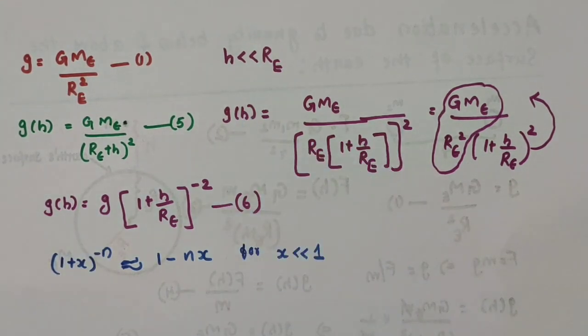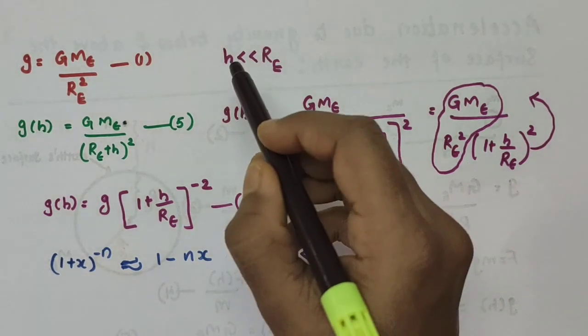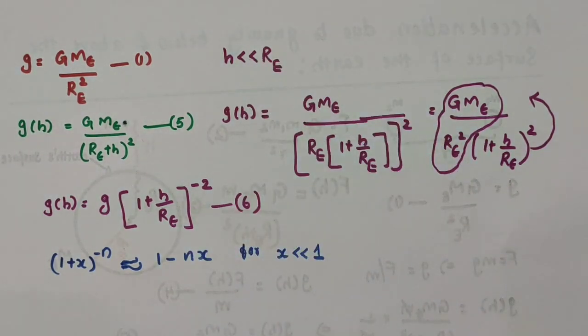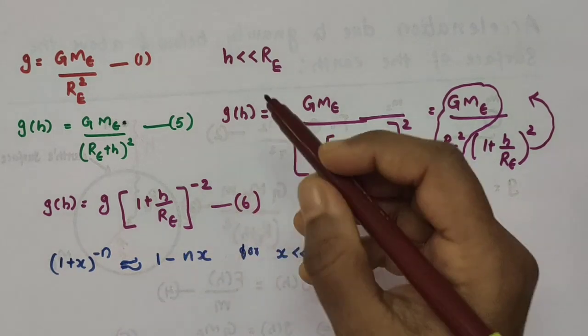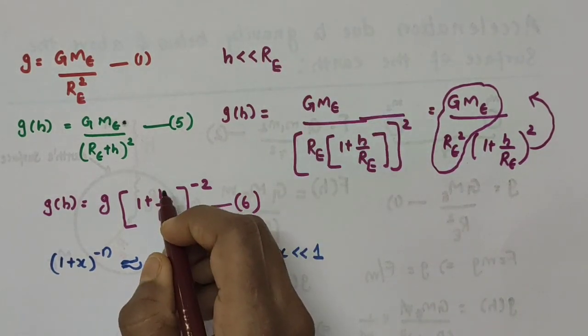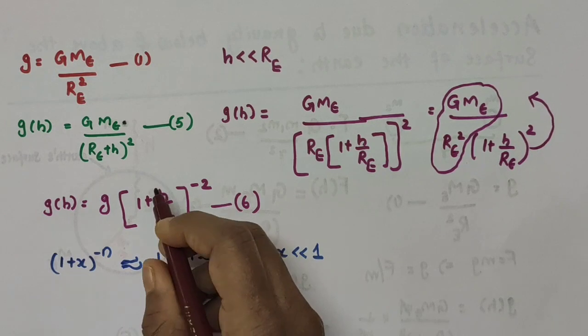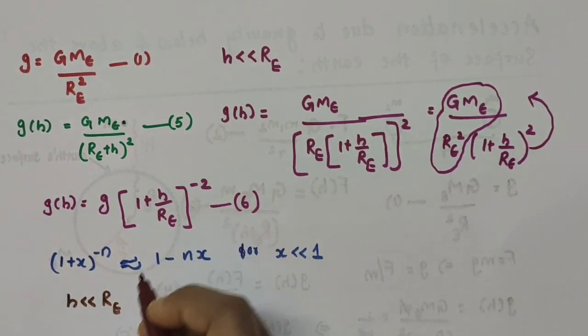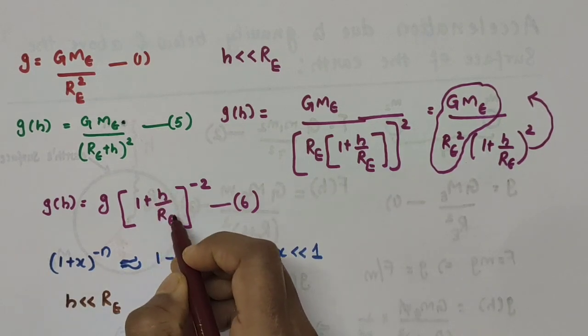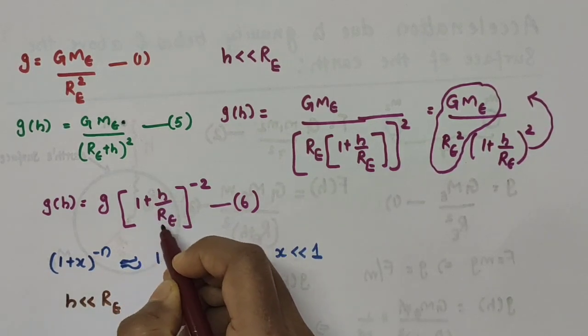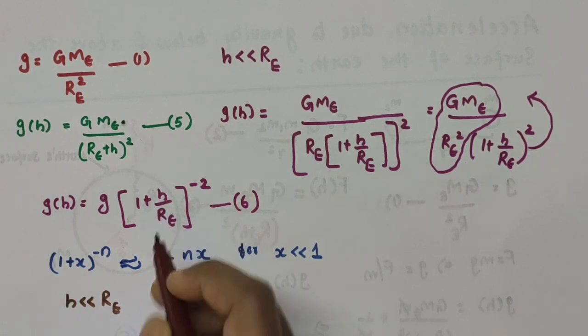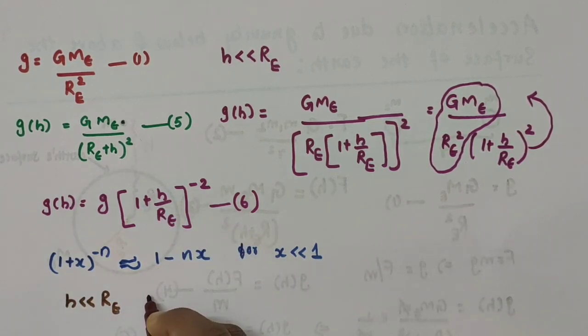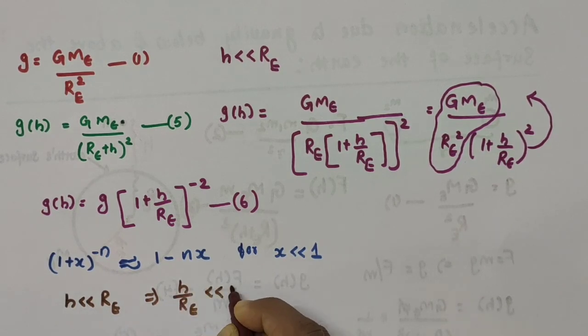Here we have considered one assumption, that h is very much less than Re. Right, when h is very much less than Re, see in this term we have h by Re. h is very much less than Re, so Re is very much greater than h. Denominator is greater than the numerator, so this value will be less than 1. That is, when h is less than Re, this h by Re will be less than 1.